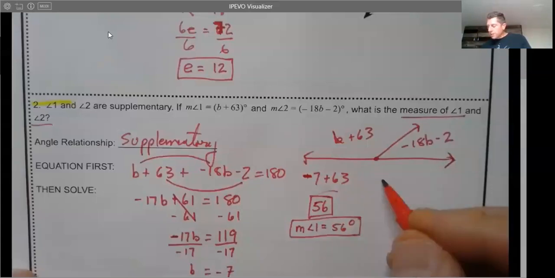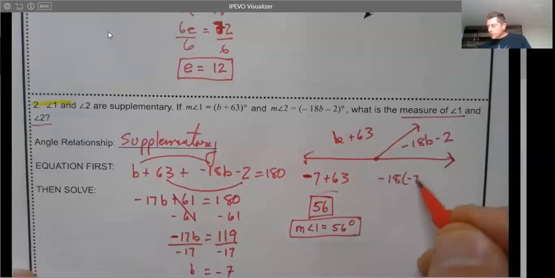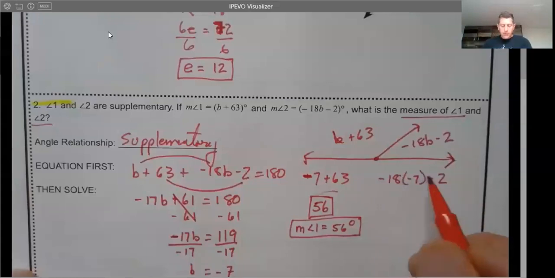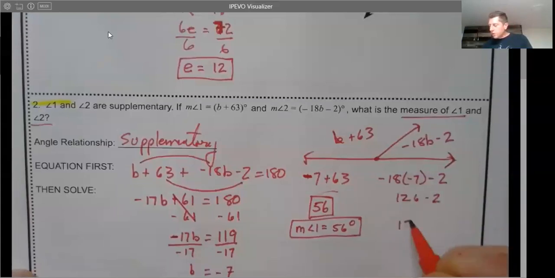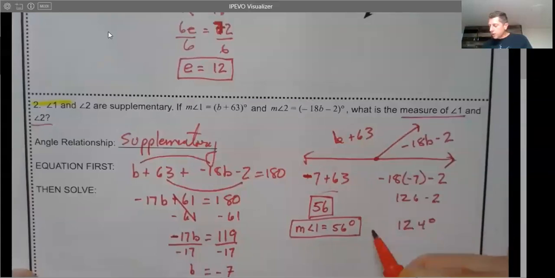And then we have negative 18 times negative 7 minus 2. I got to be careful with this here. I have a negative times a negative, that's going to give me a positive. So 18 times 7 is going to be 126, minus 2, and that's going to be 124 degrees. Measure of angle 2 is equal to 124 degrees.